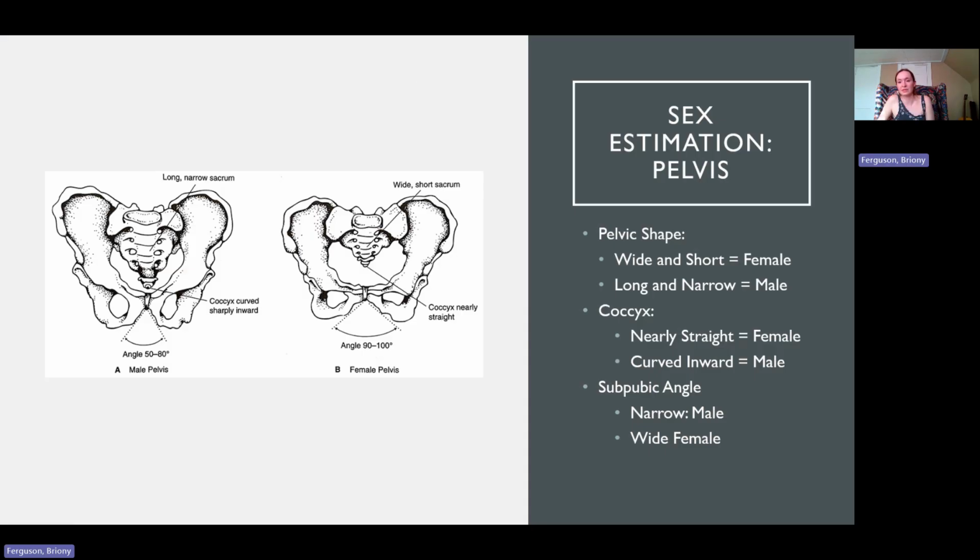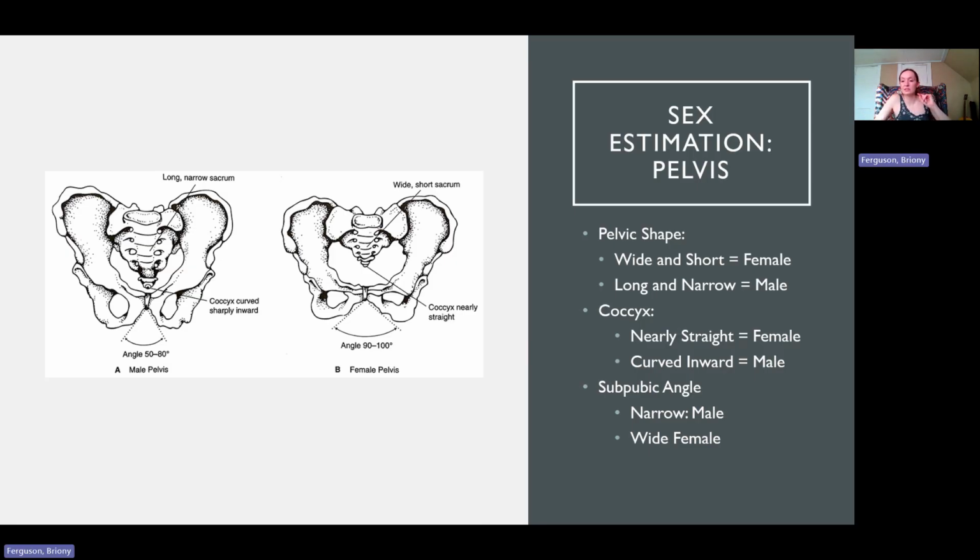You can also, of course, do sex estimation with the pelvis. And in many cases, if the full pelvis is available, this is actually preferred. This is because these are very distinct differences between male and females, if you're trained. So when you're looking at this, if the overall pelvic shape is very wide and short, that's going to indicate that it is female. If it's very long and narrow, that's indicative of male.